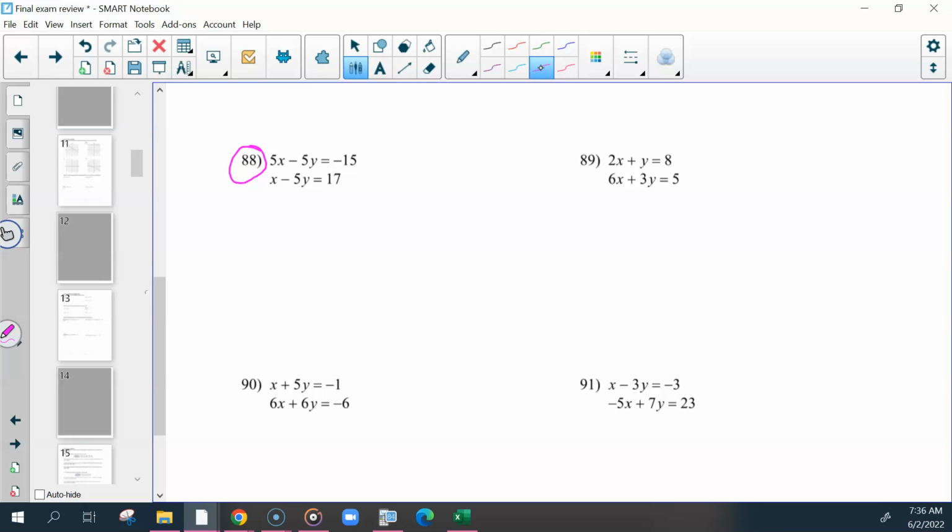With 88, this one does not have an equation that's solved for you already. So you have to solve either for x or y. I would say look for the variable that's by itself or has a negative in front of it, because that would be the easiest. So if we solve for this x, we're going to get rid of 5y by adding it to the other side. So this equation would become x equals 5y plus 17.